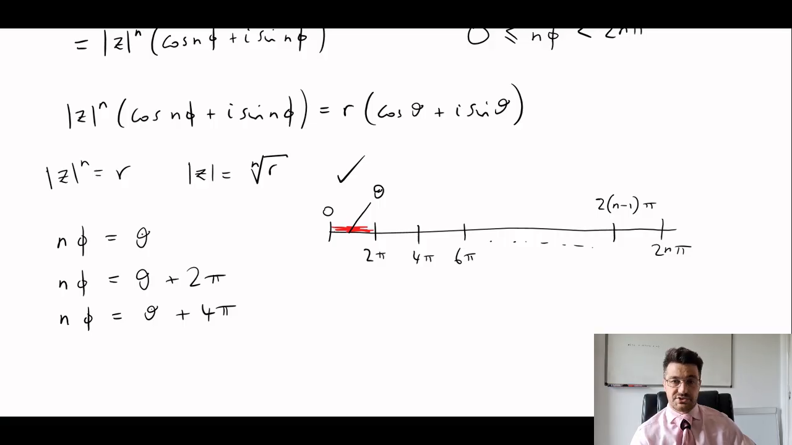So if I add 2 theta to this, then I end up in the next 2 pi range. Okay, so plus 2 pi. And then add 2 pi again. I end up in the next 2 pi range. So I just keep doing this. I just keep adding 2 pi and bouncing along until I end up in this final region here, in between 2n minus 1 pi and 2n pi.